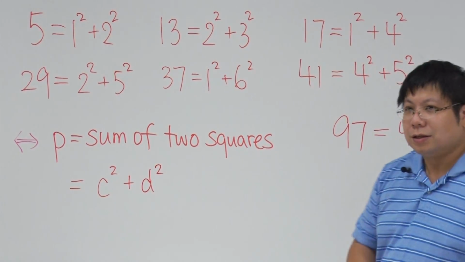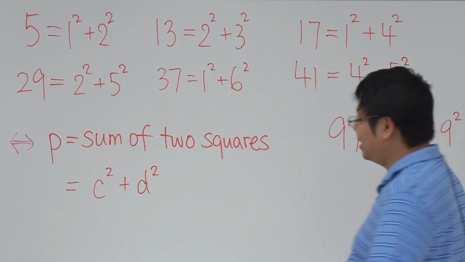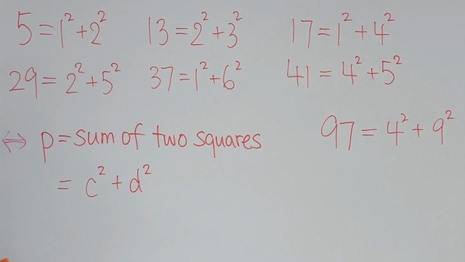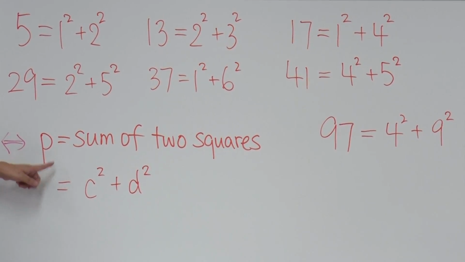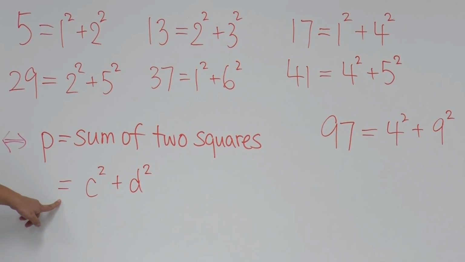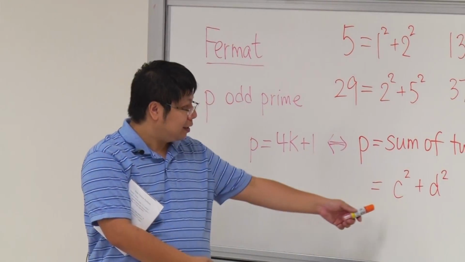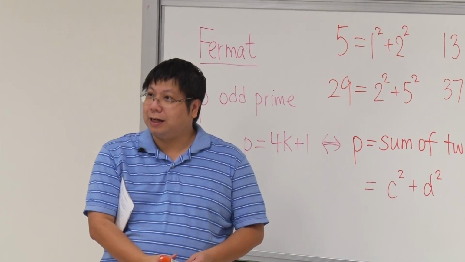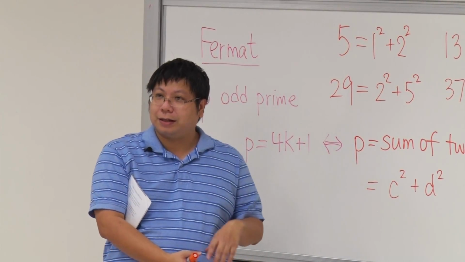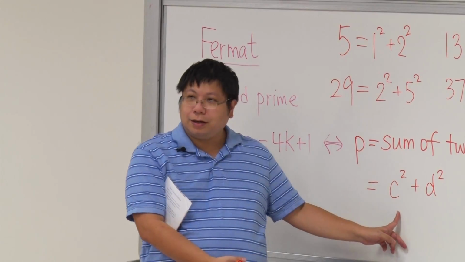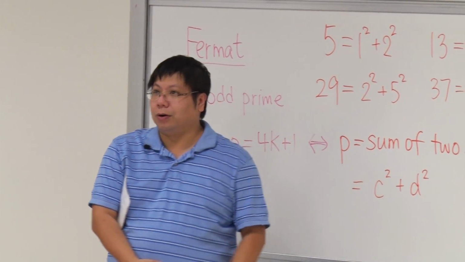One direction is easy. If P is an odd prime that can be written as C squared plus D squared, then P must be of the form 4k plus 1. The reason is that, let's take a look at C and D. There are different cases. If C and D are odd, then what will happen?